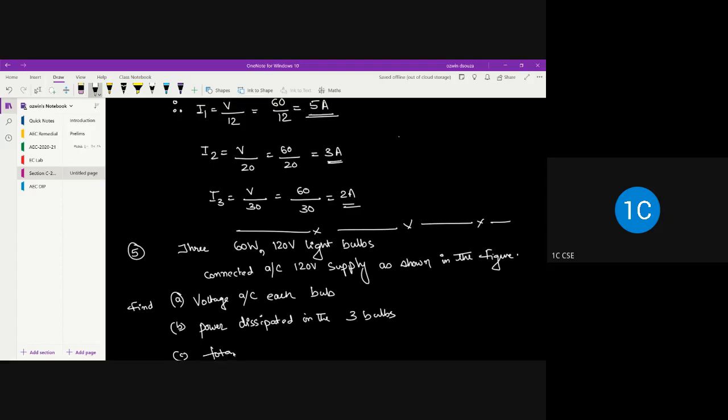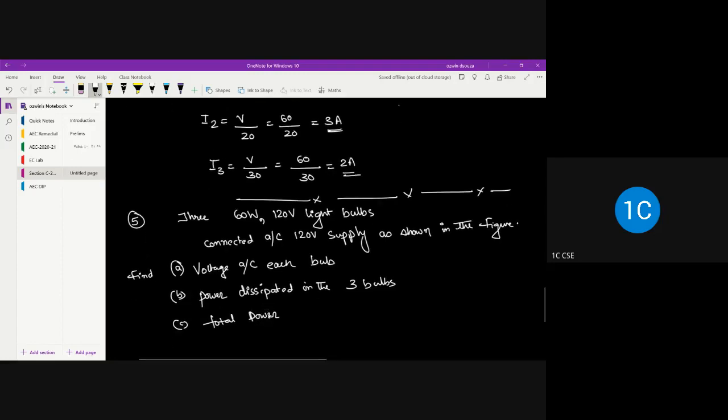Third one. Is it power dissipated by each or total, sir? Sometimes it is a very catchy question. That's the reason I extended. They have asked just power dissipated in the three bulbs. Whenever you calculate power dissipation in each bulb, you finish it off by calculating the total power dissipation. Whether they ask or not, always find the total power dissipation by adding up the individual power dissipations.